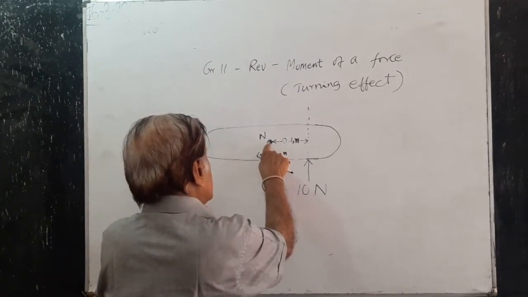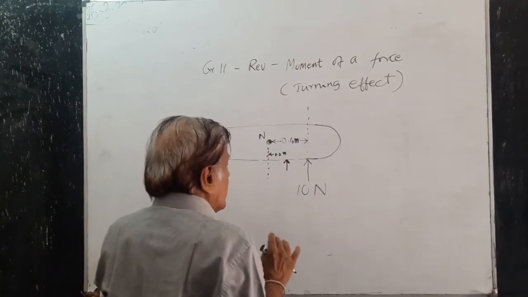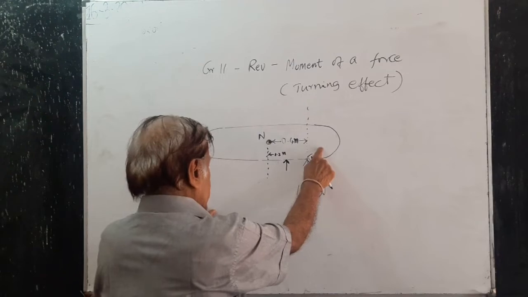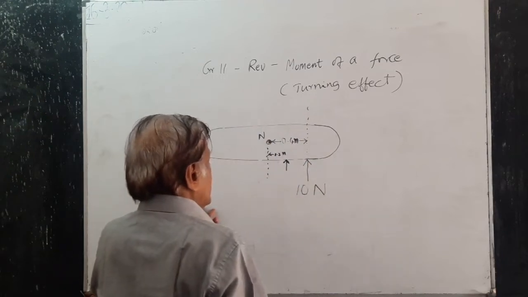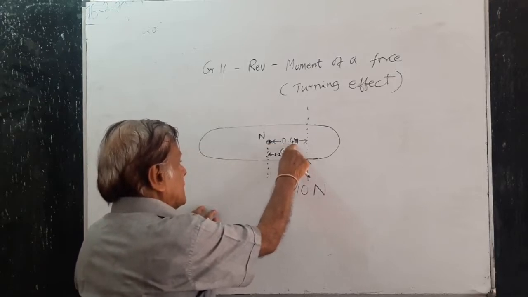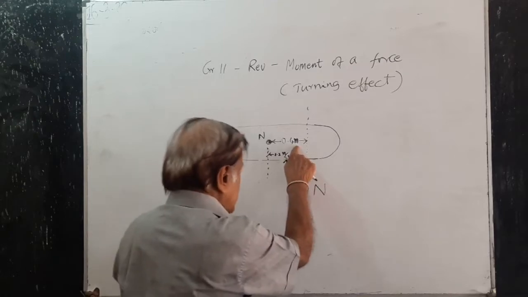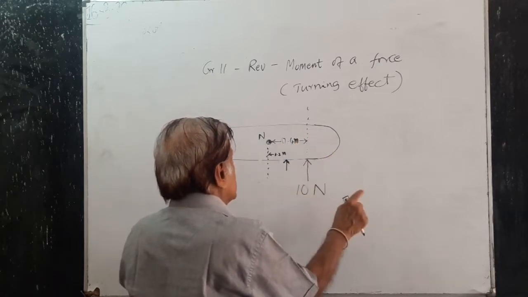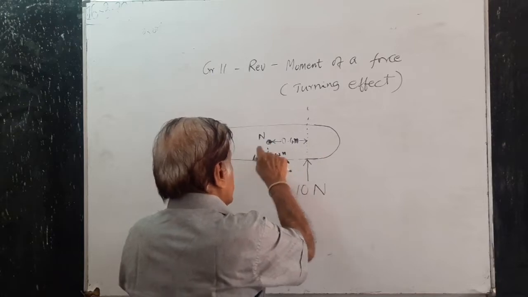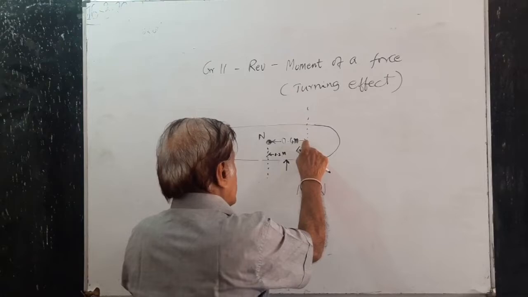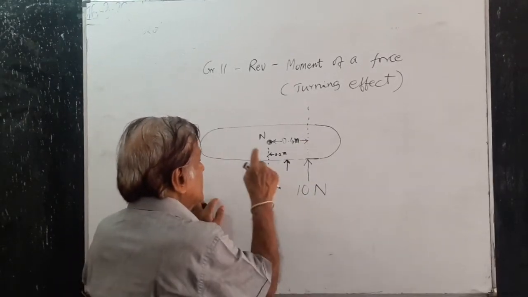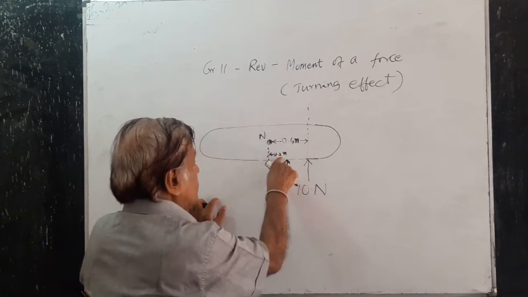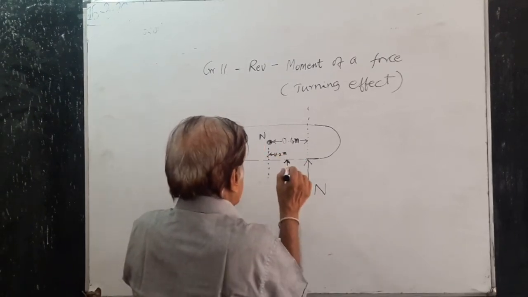Now, this is the nail. Actually, it is the axis. This nail is the axis of rotation. This is rotated about this. Now, 0.4 meters is the perpendicular distance. This is the perpendicular distance from the axis of rotation to the line of action of the force. Now, this 0.2, what is this 0.2? Half of this actually.